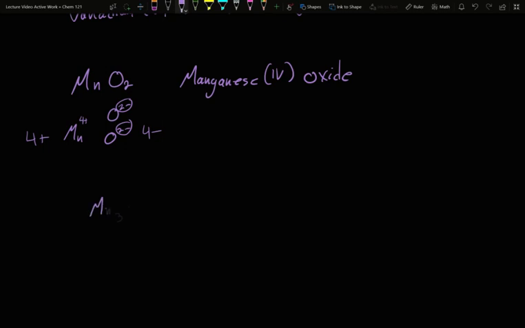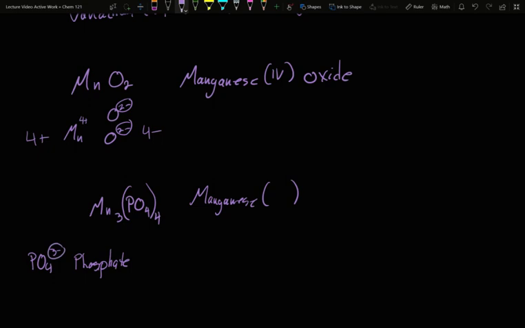Now, if you had Mn3(PO4)4. What's going on here? Well, I've got manganese again. It's going to have some charge. And, well, I have in these parentheses PO4. Now, if you think back to our polyatomics, PO4 is our phosphate. And that is a PO4 with a 3 minus.